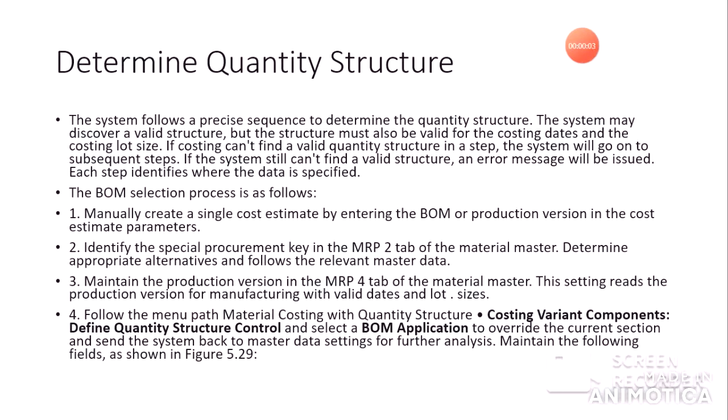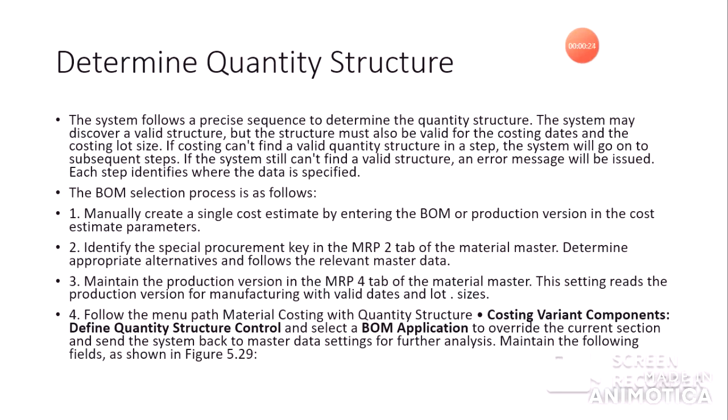Identify the special procurement key in the MRP2 tab of the material master. Determine appropriate alternatives and follow the relevant master data. Maintain the production version in the MRP4 tab of the material master. This setting reads the production version for manufacturing with valid dates and lot sizes.